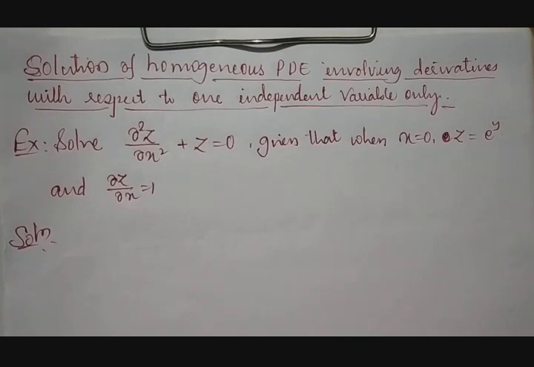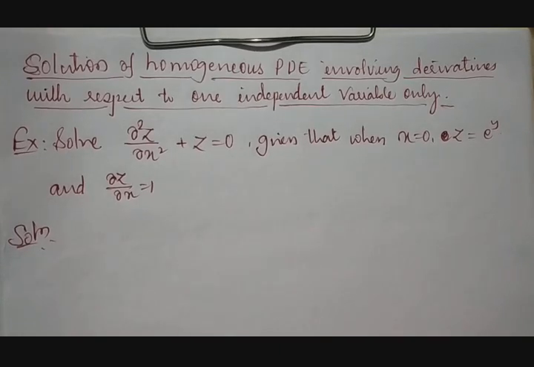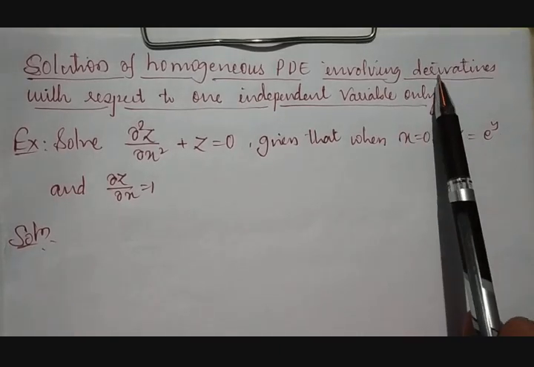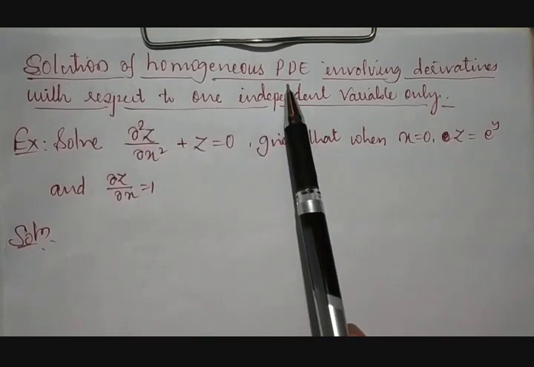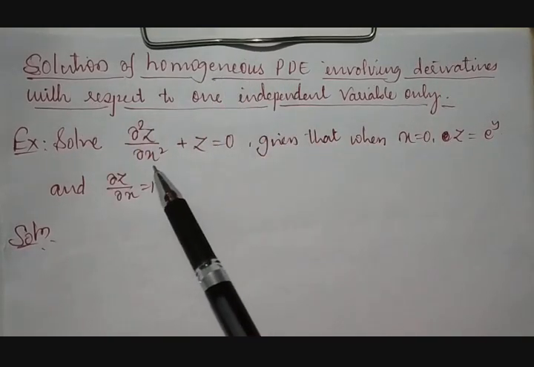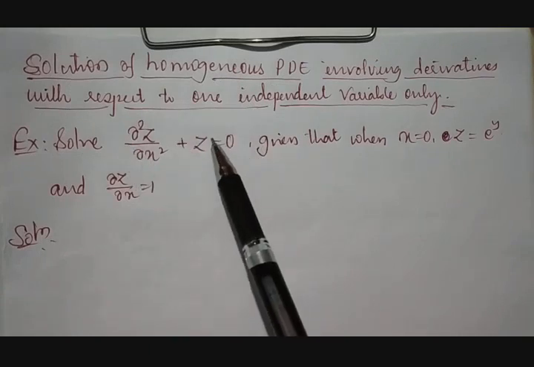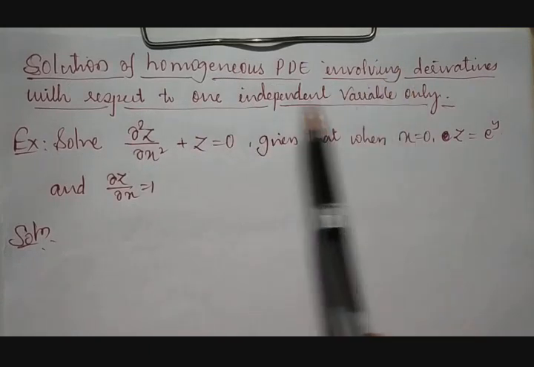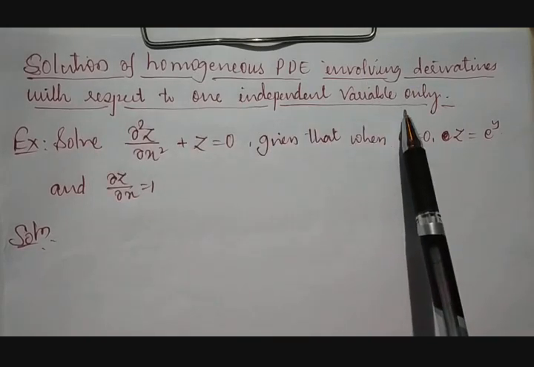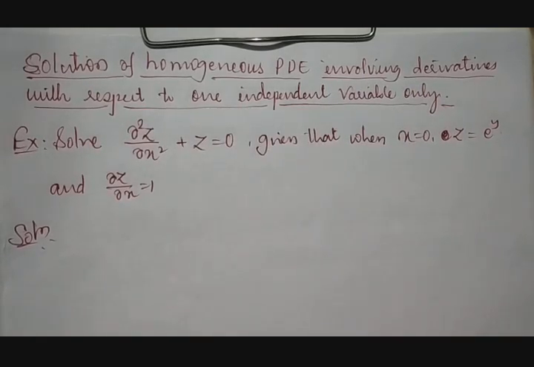Now, we'll discuss an important topic of partial differential equations, that is, how to get a solution of a homogeneous partial differential equation involving a derivative with respect to one independent variable only. What does it mean? There is a contradiction in this statement which is given here. Solution of a homogeneous partial differential equation, it is understood, means the given example will be a partial differential equation with respect to one independent variable only. If you see these two things, they are a little bit different.